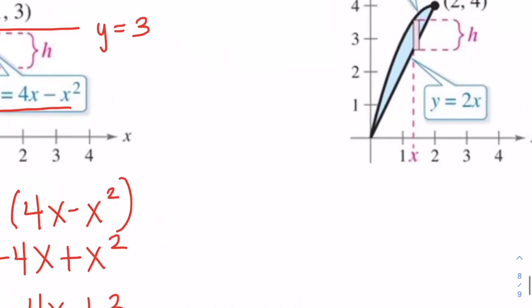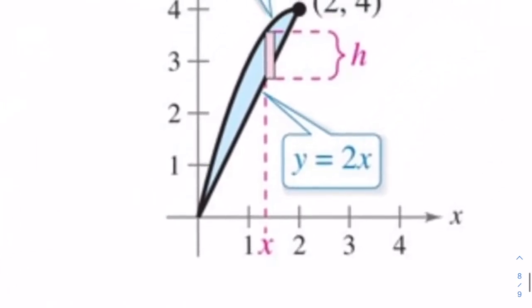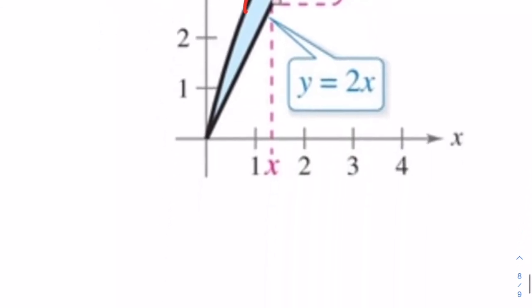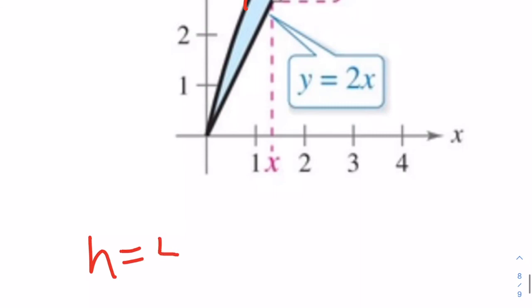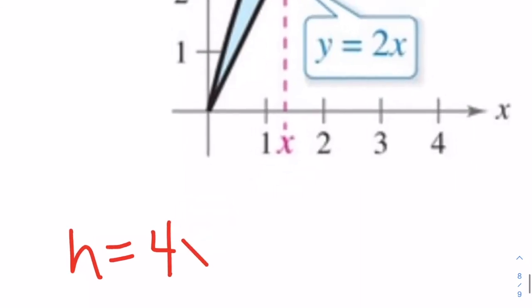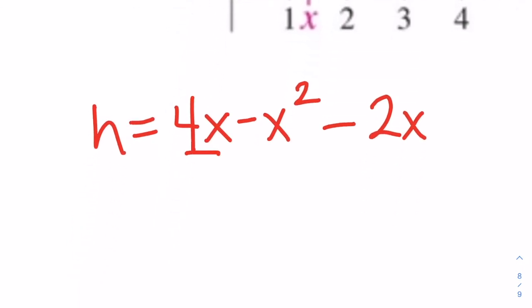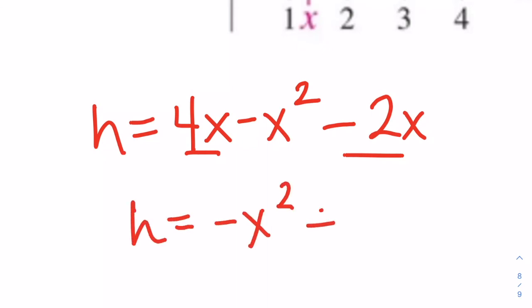Now let's look over here. Again, this function up here is shown with the equation 4x minus x squared. So that'll be our top. And we can subtract the bottom, which is the 2x. So minus 2x. Now we have to combine like terms. So this is negative, that'll be positive 2x. So our h will equal negative x squared plus 2x.